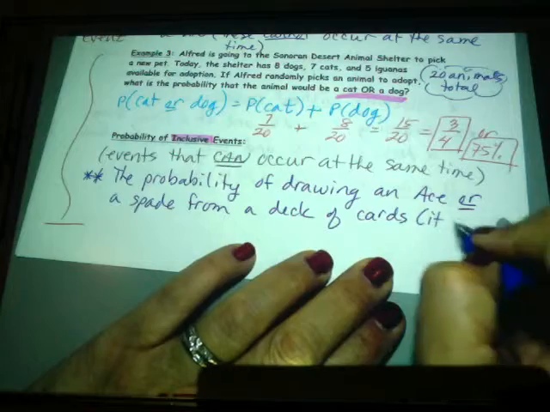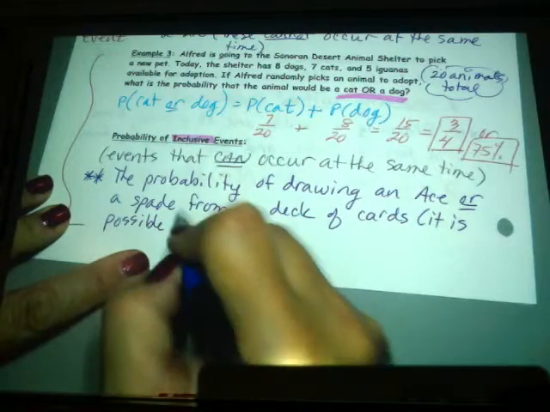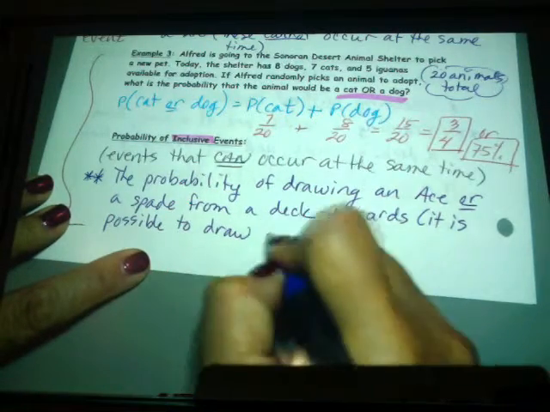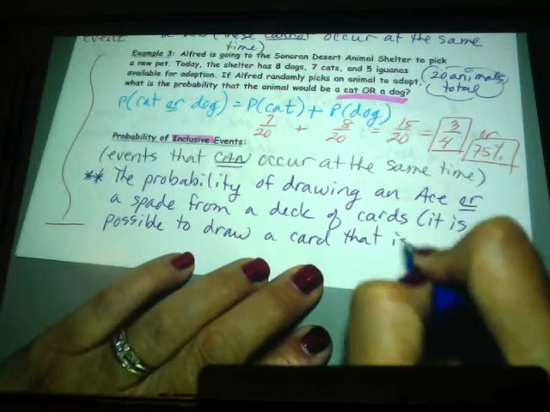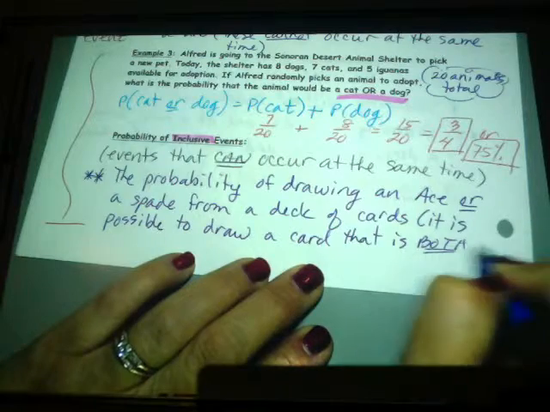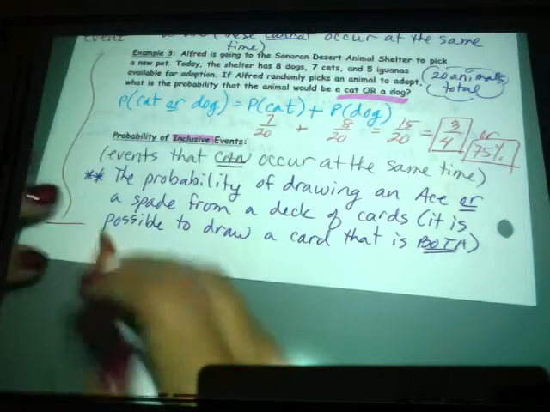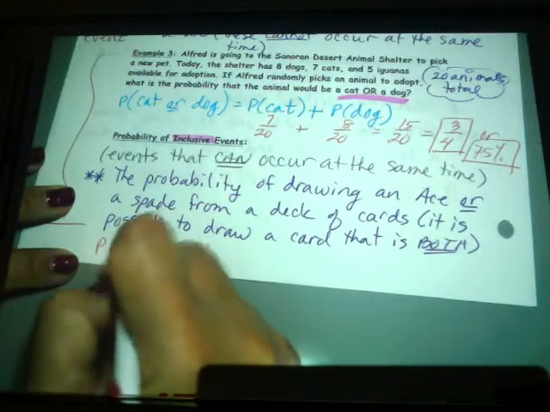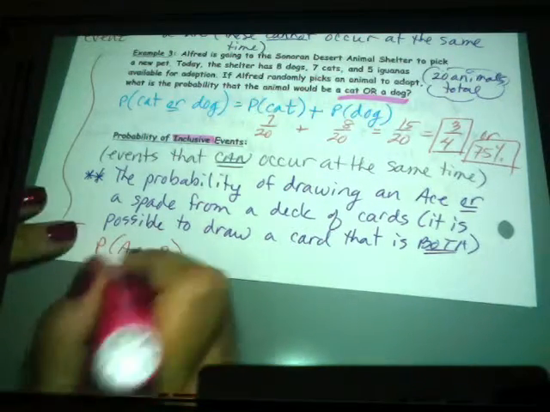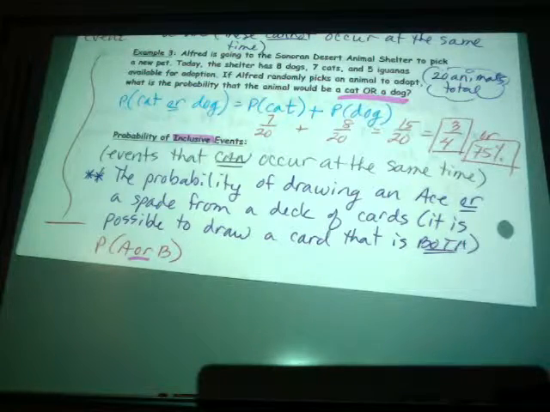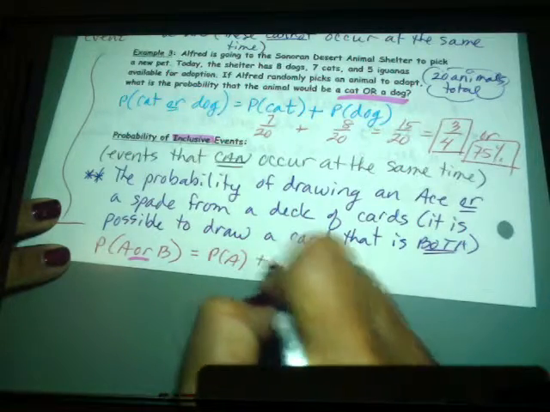And then put here in parentheses, it is possible to draw a card that is both. So our probability for inclusive events would be probability of A or B. So here's that important word, or. So again, we're still going to be adding our probabilities together. So it looks really similar. The probability of the first event plus the probability of the second event.